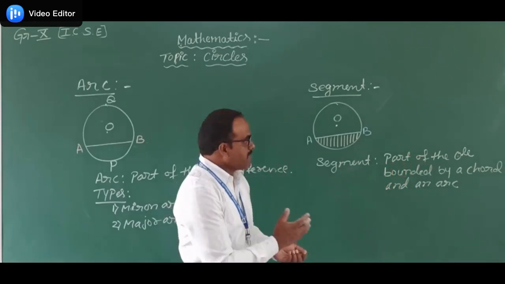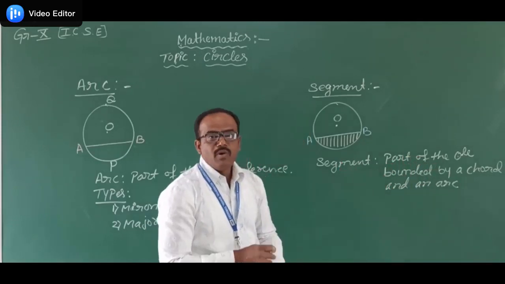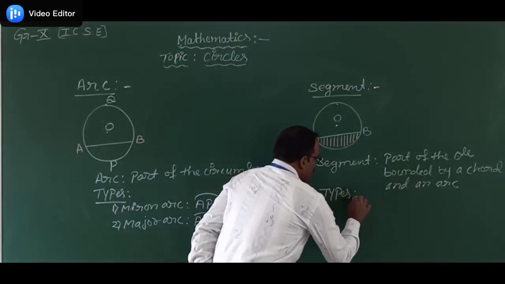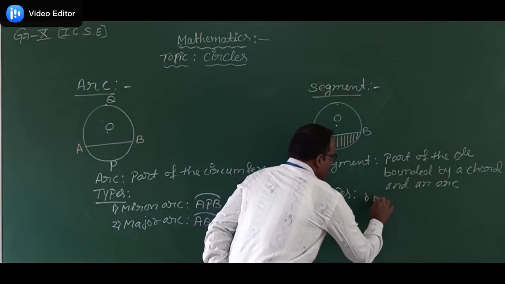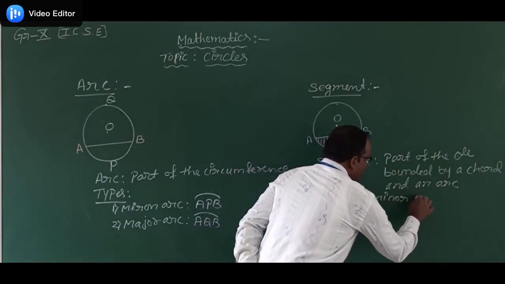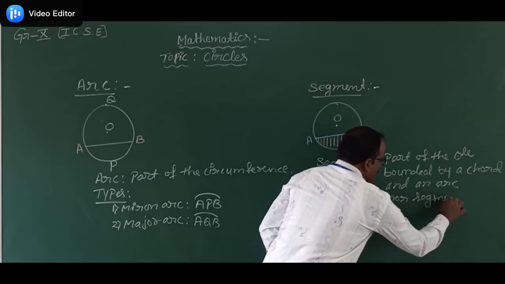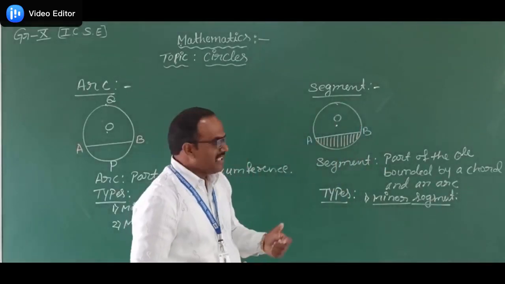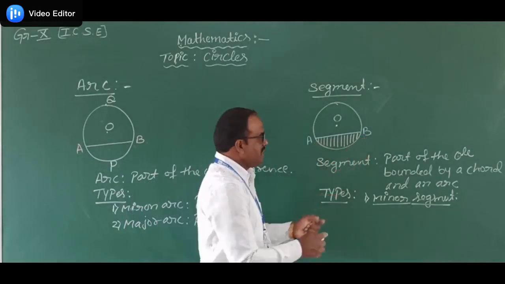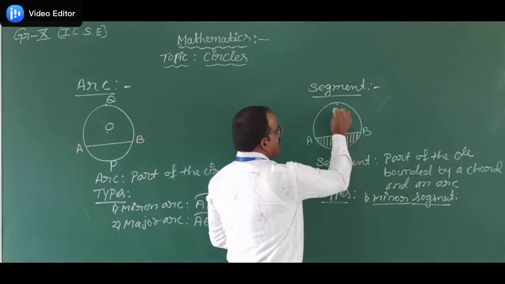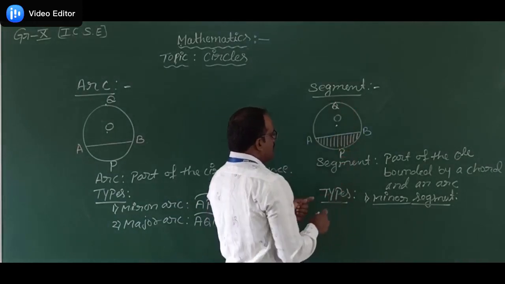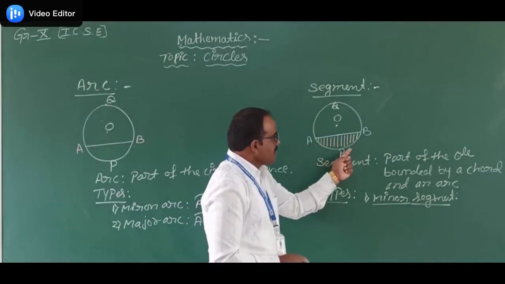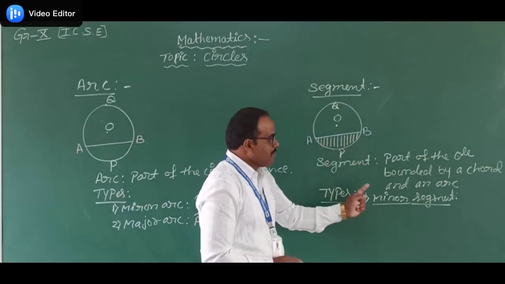Okay, children? After learning the meaning of the segment, now we move on to study the types of the segment. The first one is minor segment. What is called minor segment? The segment which is bounded by the smaller arc. See here, if I write P here and Q here, you can observe the shaded part. This is one of the parts of the circle which is bounded by the smaller arc. Therefore, it is called a minor segment.